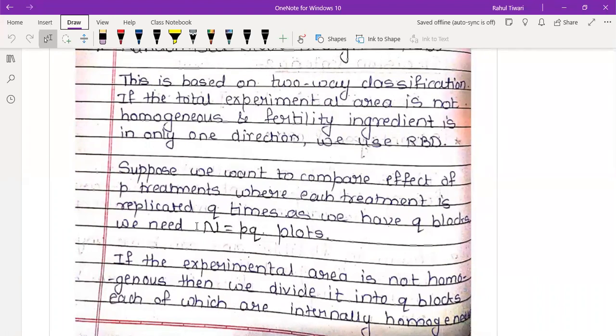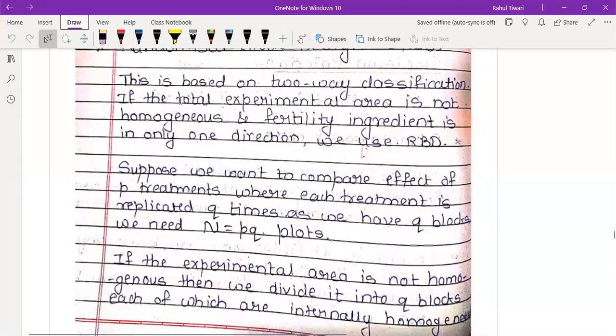You have P treatments, and you want to compare the effect of P treatments. Like 4 drugs are given to you and each treatment is replicated maybe Q times. Means each drug will be replicated 4 times, 3 times, n times like that. So how many plots we require, that is basically capital N, which is called PQ plots.